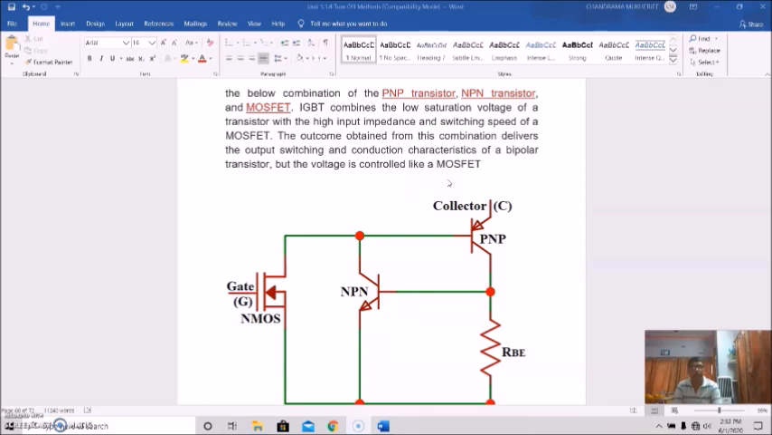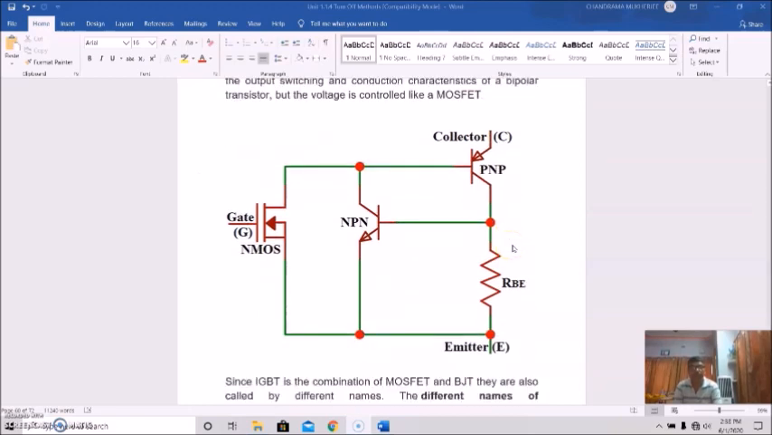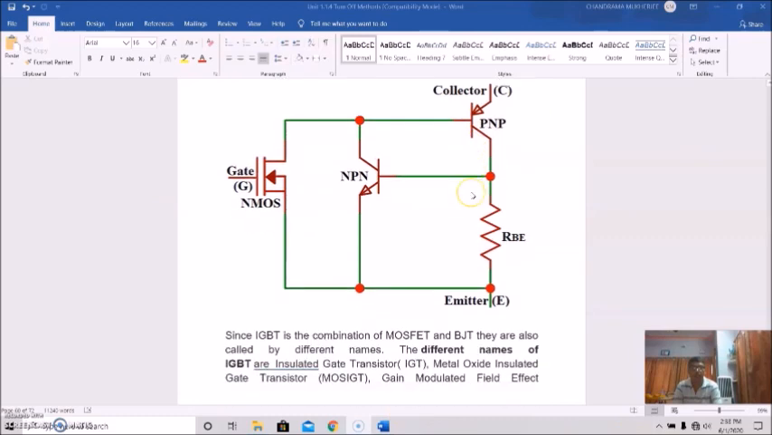Once again, since it is a combination of two, this combination delivers the output switching and conduction characteristics of a bipolar transistor, and voltage control like a MOSFET. So this is C, the collector, this is the emitter, and this is the gate of the IGBT.